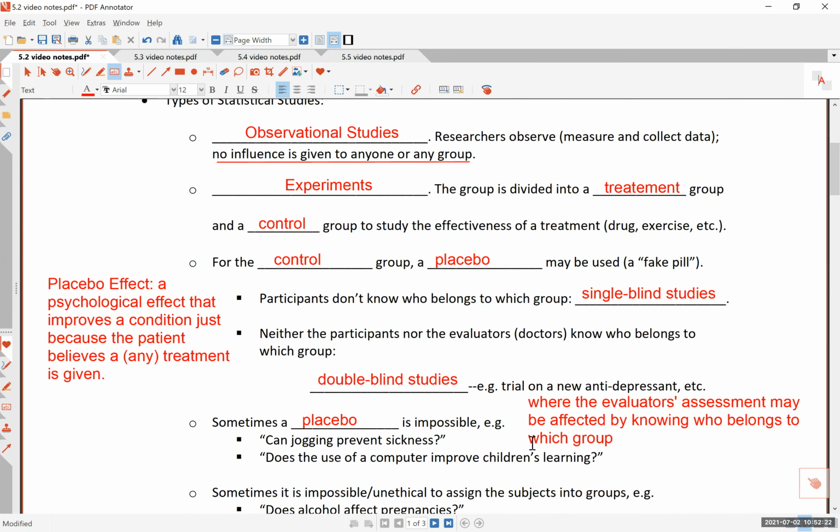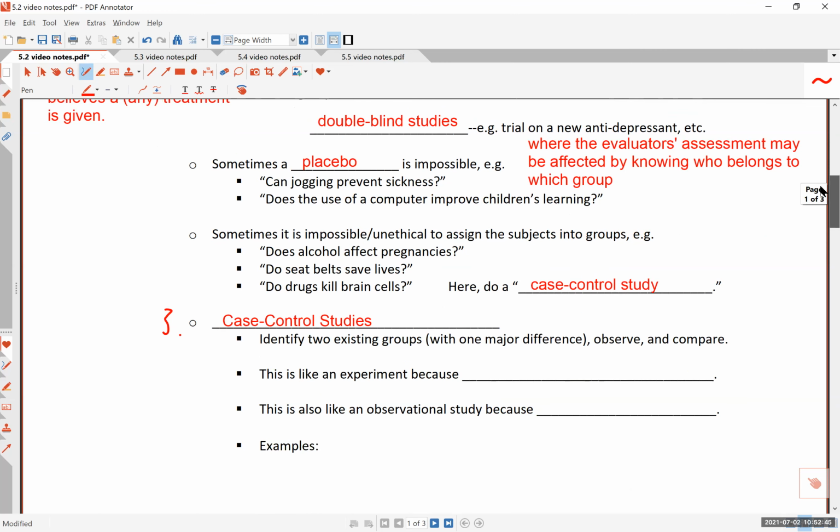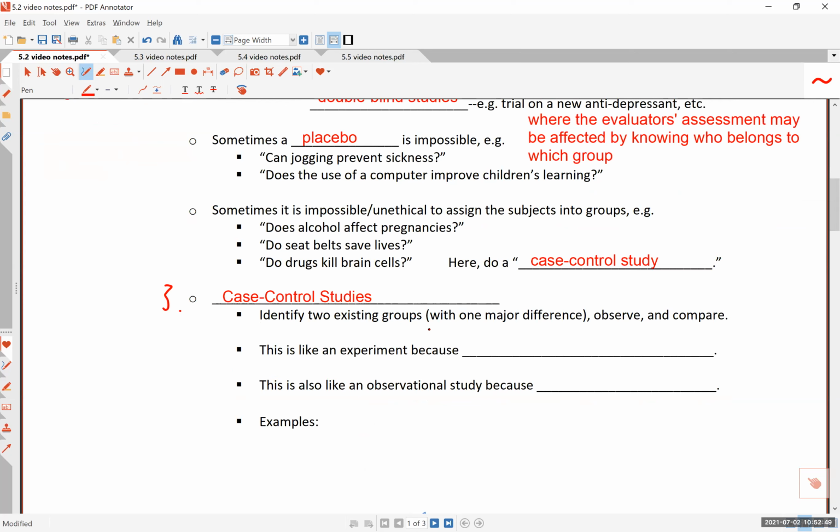So you have here, let me go ahead and write this down. I am giving you three types of studies. One is the observational study, number two is experiment, and number three is case control study. But some people would put the case control studies under observational studies, and that's okay too. I don't have a problem with it, but I would rather put this as a third type. Okay. Now, what is a case control study?